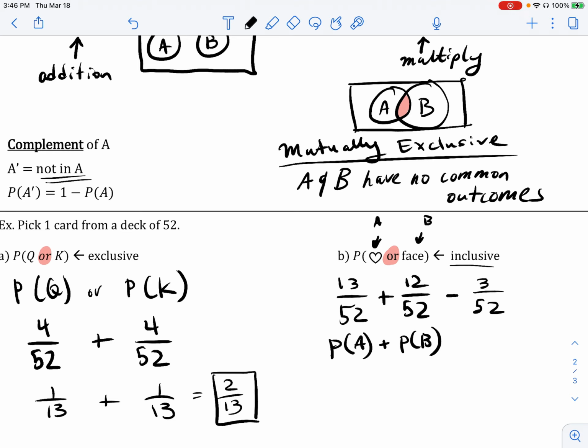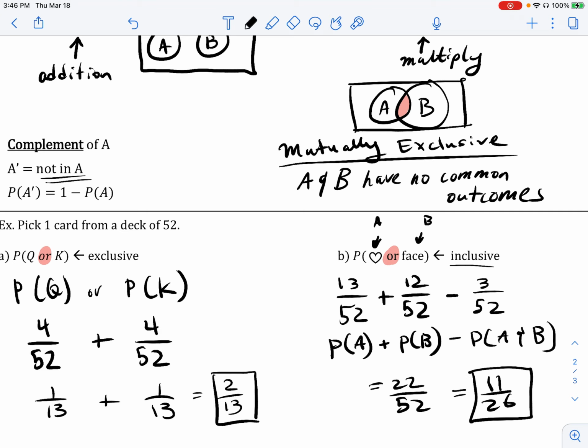And what this 3 over 52 represents is the probability of both A and B. And so when I add all those up, this comes out to 22 over 52, and what I have is 11 over 26 as my final simplified answer. Okay, so I hope this gives you a good understanding of basic probability, and we'll now discuss things like independent versus dependent events.